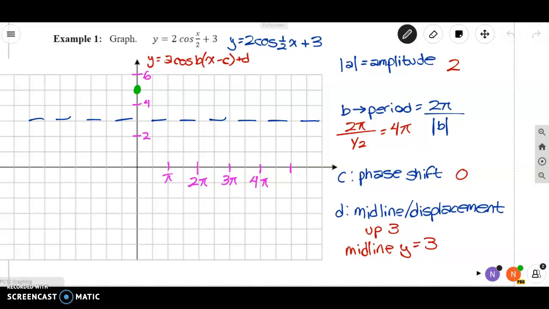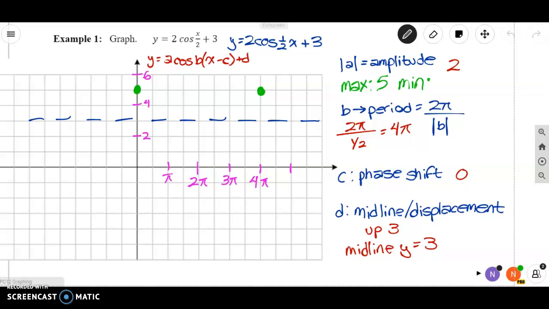The other thing I know is that I have a period of 4 pi, so after 4 pi, I should end up back at that maximum y value of 5. So I'm going to put that in right now just to make life a little bit easier for myself. So I know that maximum value of 5 for y. I actually also know my minimum value for y.